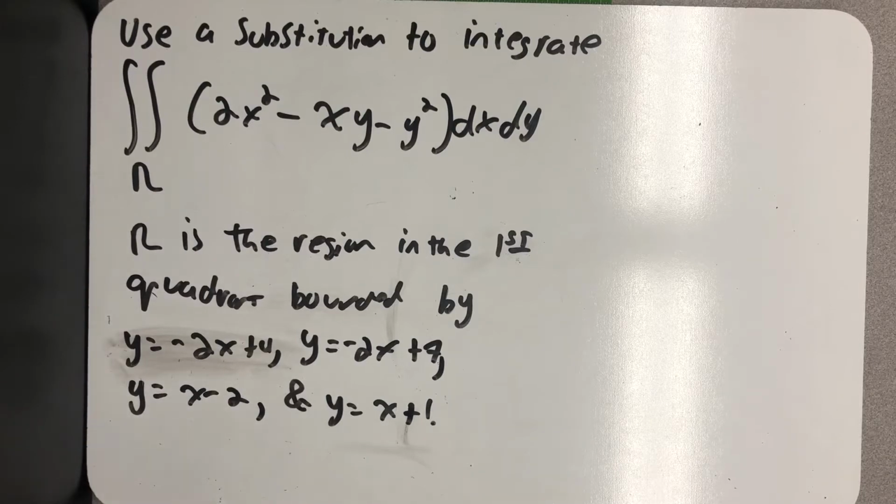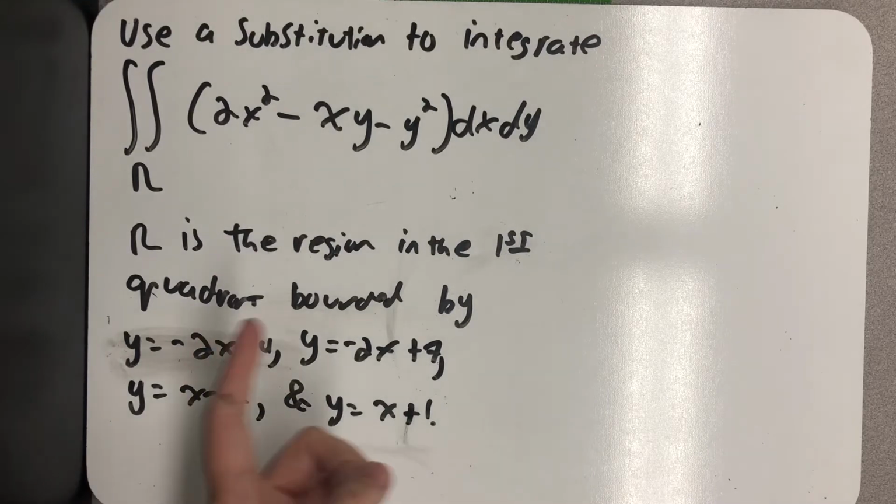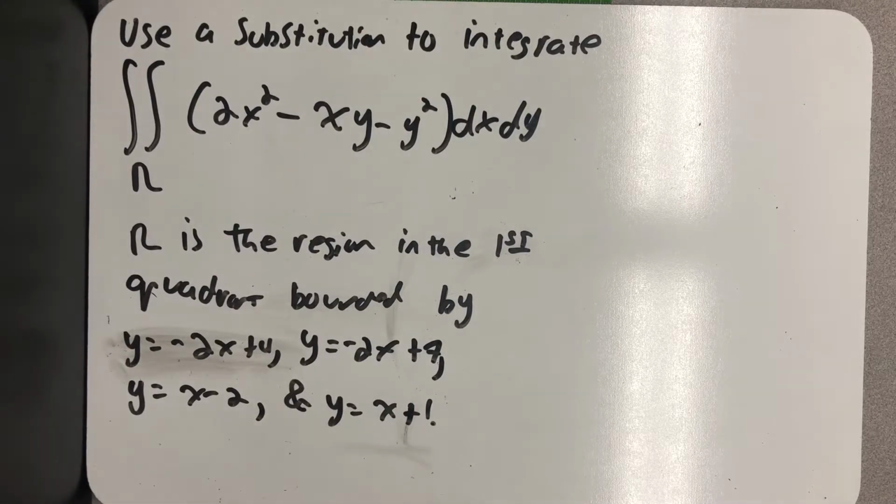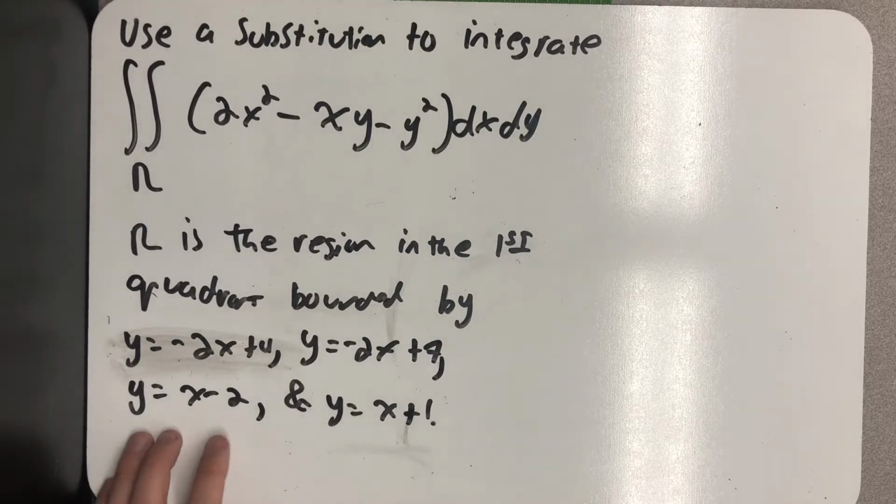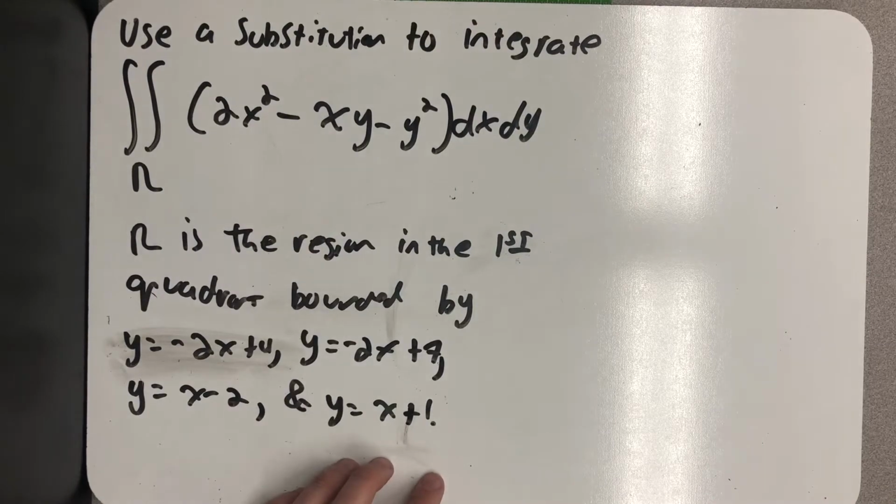Use a substitution to integrate the double integral over this region R, 2x squared minus xy minus y squared dx dy. R is the region in the first quadrant bounded by these four lines: y equals minus 2x plus 4, y equals minus 2x plus 7, y equals x minus 2, and y equals x plus 1.